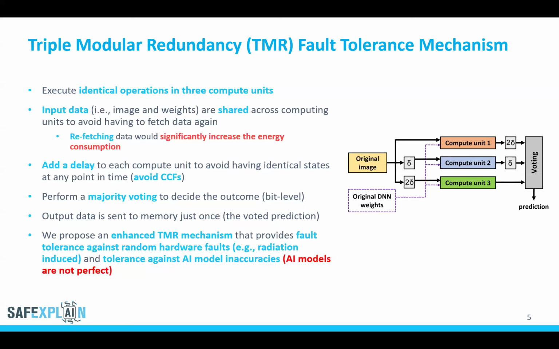And then basically what this will do is it does a majority voting for every operation, comparing the outputs at bit level. And then the output data is sent to memory just once. So basically the final detection. And in this work, we're proposing an enhanced TMR mechanism that provides fault tolerance against random hardware faults, for example, due to radiation, but also it provides tolerance against the model inaccuracies, since these models are not perfect, as we will see in the evaluation.